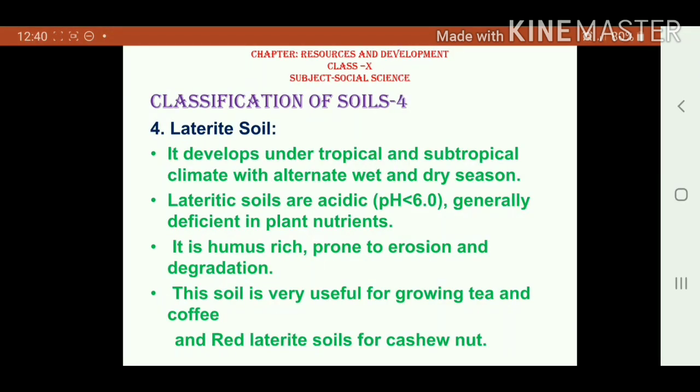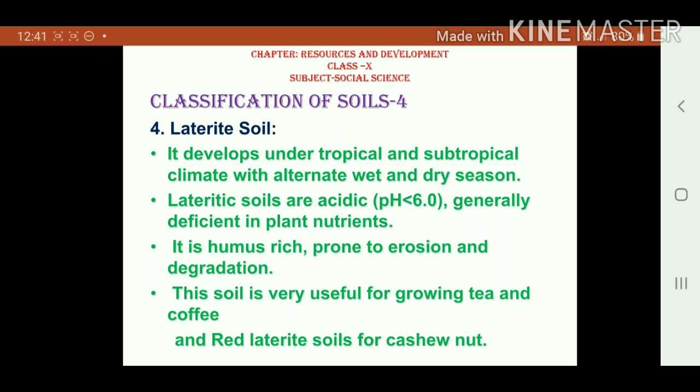The next category of soil is laterite soil. This laterite soil develops under tropical and subtropical climatic conditions, with alternately wet and dry seasons coming one after another, ensuring that the laterite soil remains available in this belt, the tropical and subtropical belt. Laterite soil has one thing, that it is acidic in character. Its pH value is always less than 6.